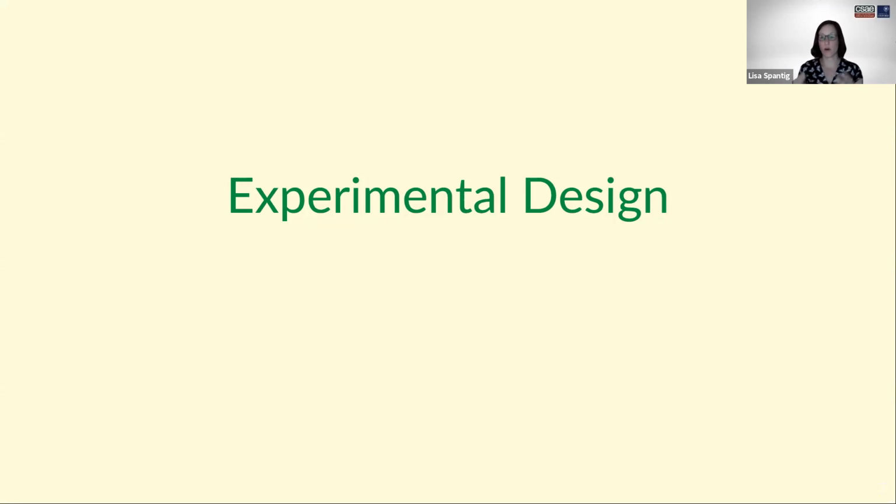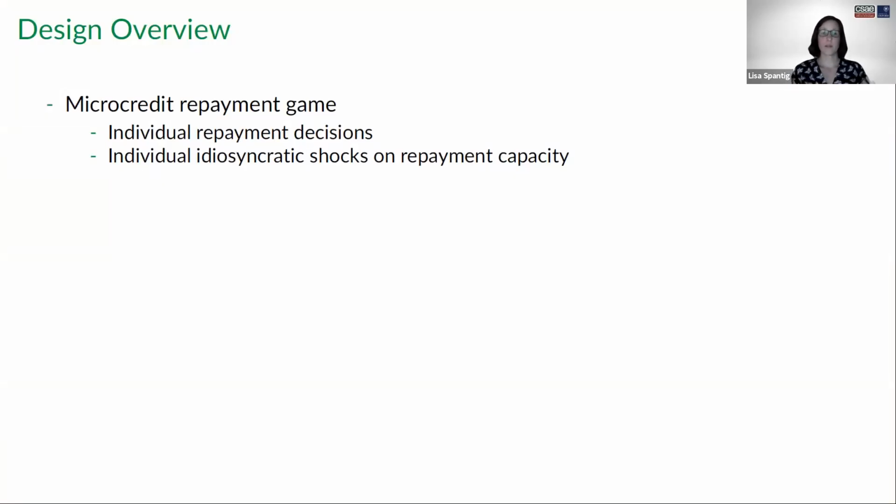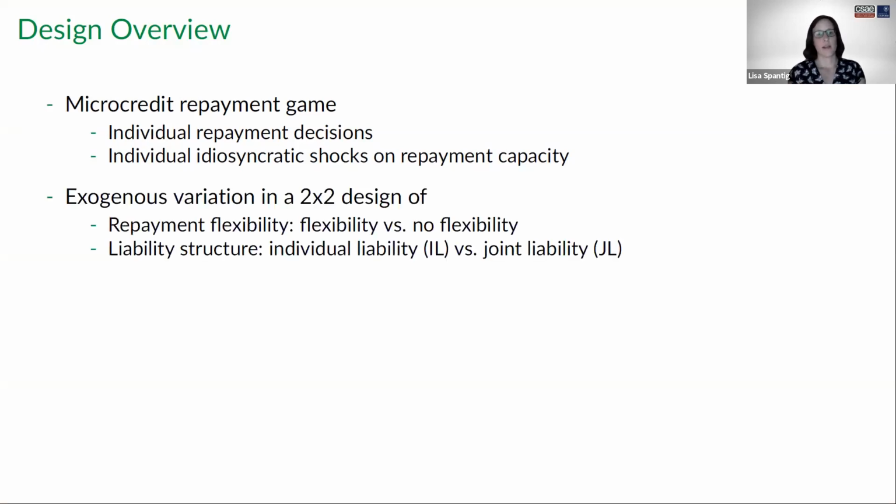Let me first give you an overview, and then I will describe in detail all the four treatments that we're implementing. We will have a microcredit repayment game, which I will describe on the next slide, where we look at individual repayment decisions, and we can introduce idiosyncratic shocks on repayment capacity. And we will vary two things: on the one hand, the repayment structure, either there's flexibility or there is none, and the liability structure, either joint liability or individual liability.